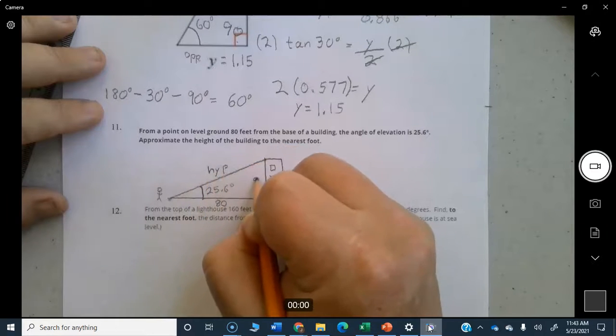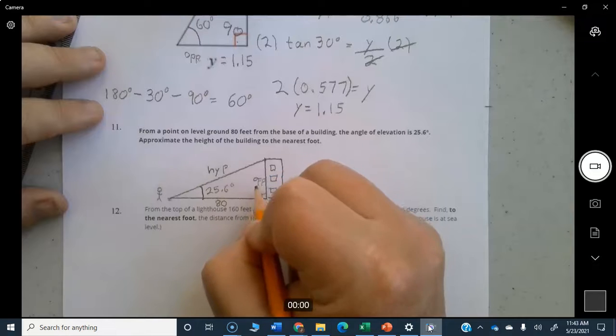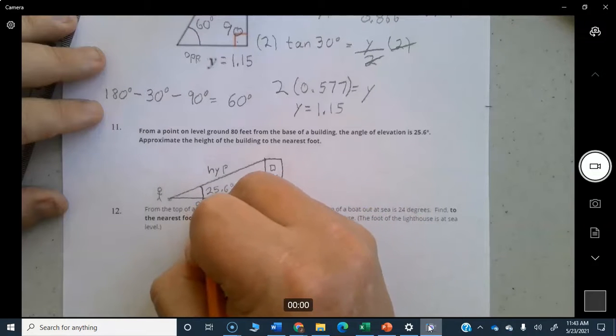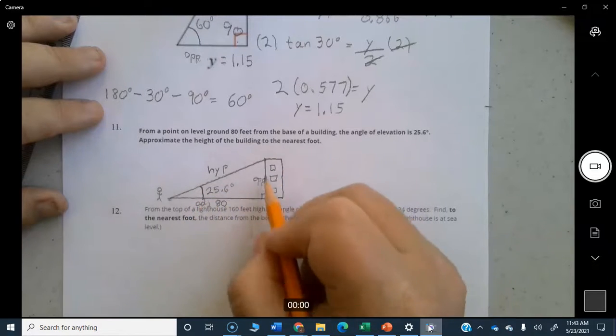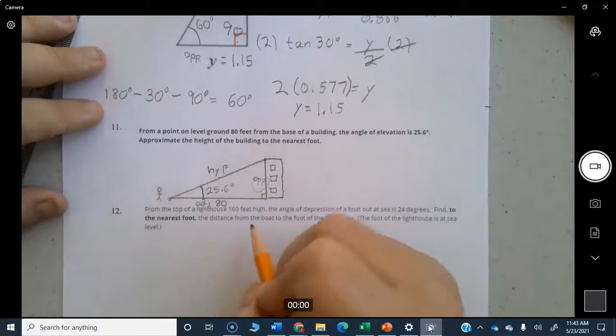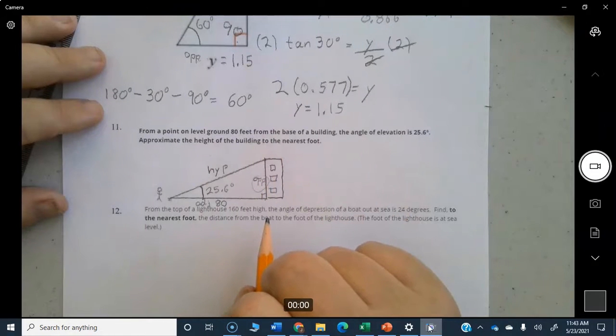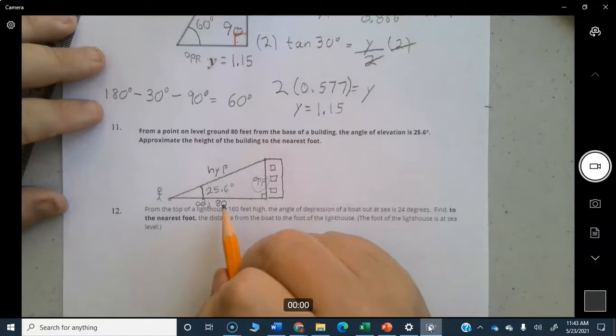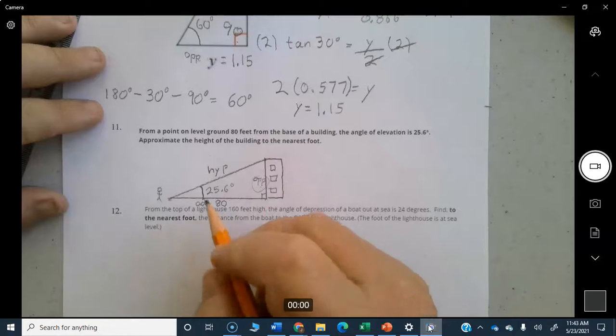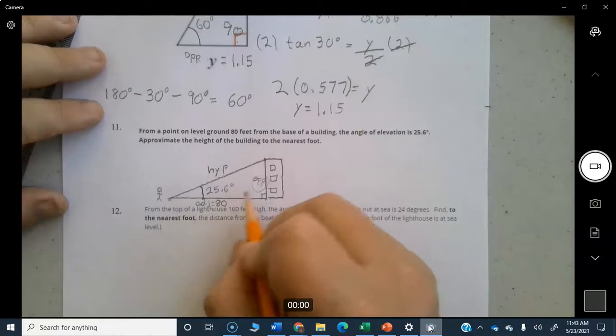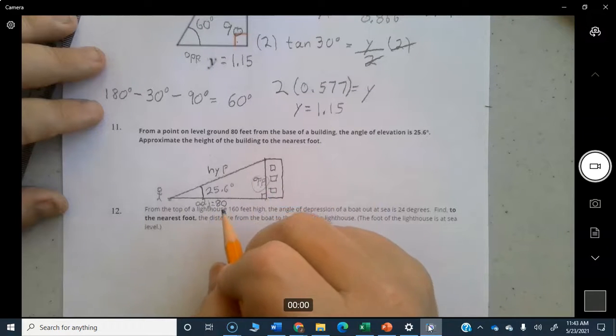This is the opposite, and this is the adjacent. What they want you to find is this height. So that's the opposite; we're looking for the opposite. We know the adjacent. Therefore, the relationship between opposite and adjacent is the tangent.